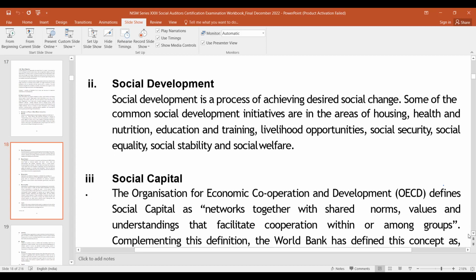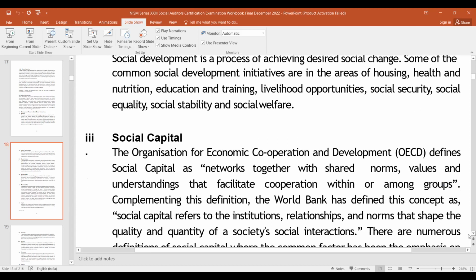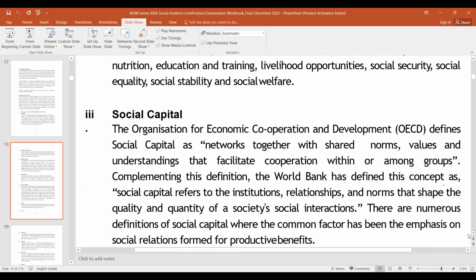The OECD, Organization for Economic Cooperation and Development, defines social capital as networks together with shared norms, values, and understandings that facilitate cooperation within or among groups. Complementing this definition, the World Bank has defined this concept as: social capital refers to the institutions, relationships, and norms that shape the quality and quantity of a society's social interactions.